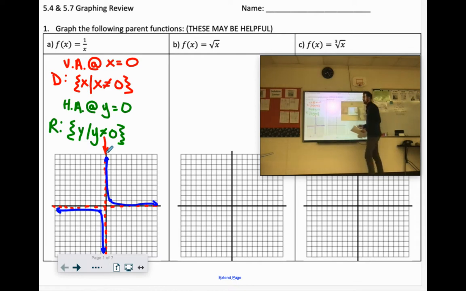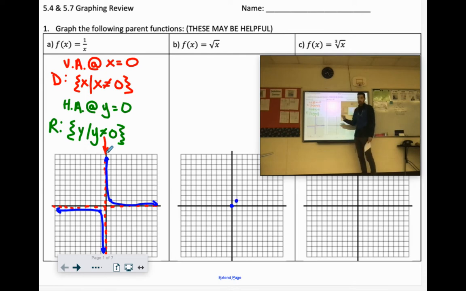So that's the parent function. That is the function you would shift up, down, left, right. The square root function looks like this. So you'd have a point at 0, 0, and then it's a curve up and to the right. We're not going to have it go to the left, because you can't square root negative numbers without using the complex number system.